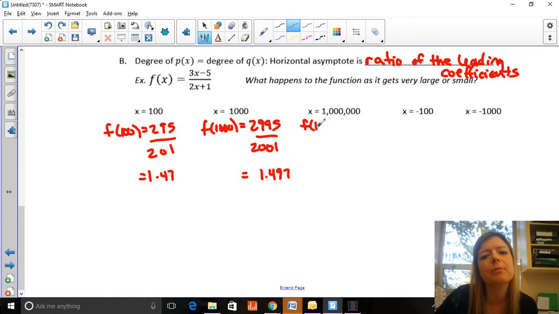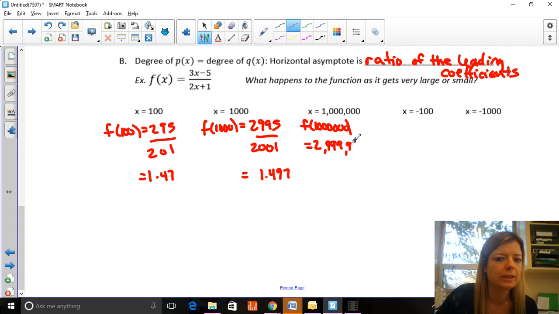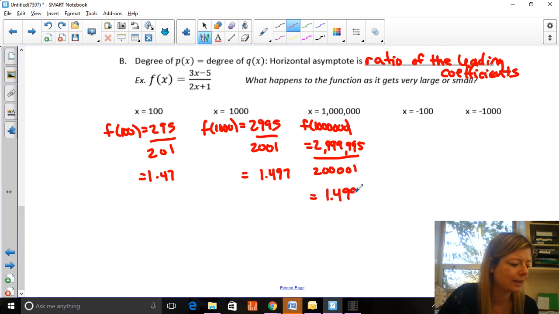Now, come on, when I put in 1,000,000, seriously, the negative 5 and the plus 1 have hardly any impact. So I have this number that's practically 3 million. I just took off a little 5 there. And then a number that's practically 2 million, right? 2,000,001. So that's going to be like 1.499997.